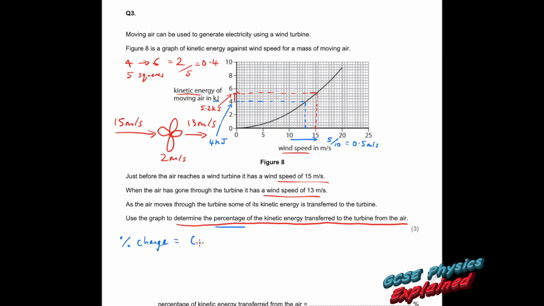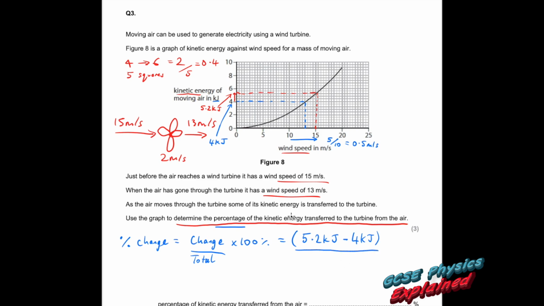Right, so to work out the percentage change, you basically do the change divided by the total and then multiply it by 100%. So how much has it changed by? So it was at 15 metres a second, which was an energy of 5.2 kilojoules. And then when it came out, the wind was 13 metres a second, which is the equivalent of 4 kilojoules of energy. So take away 4 kilojoules.